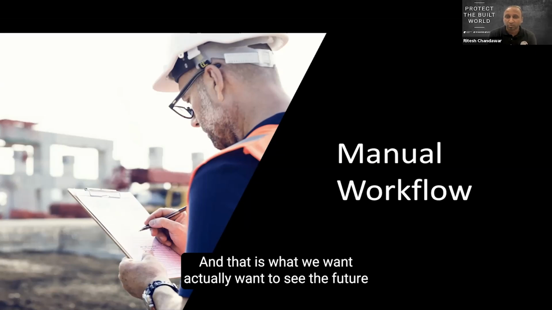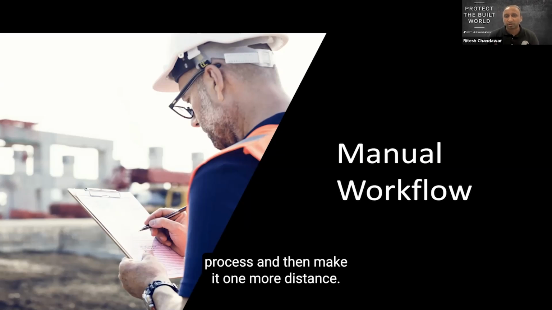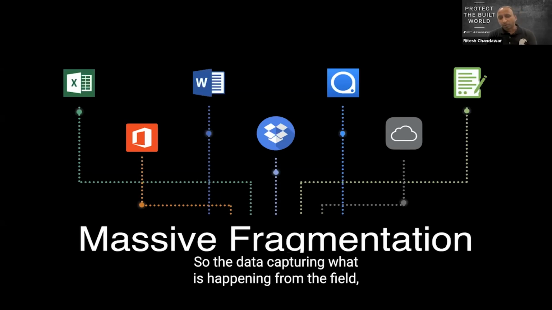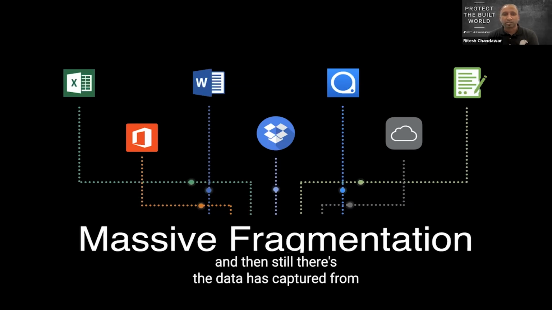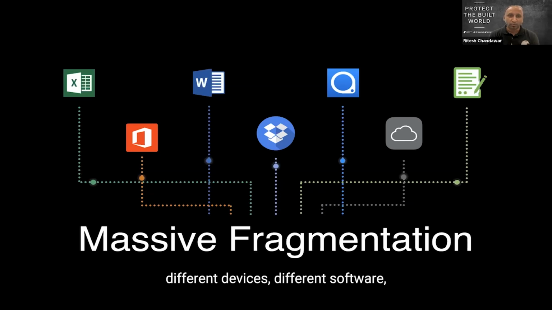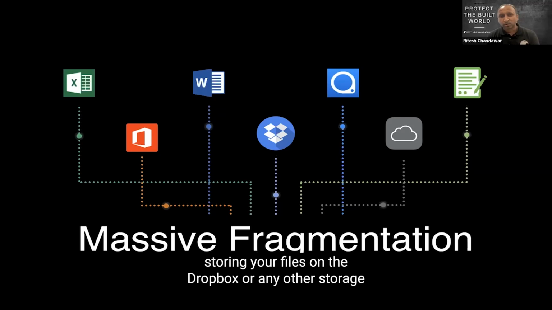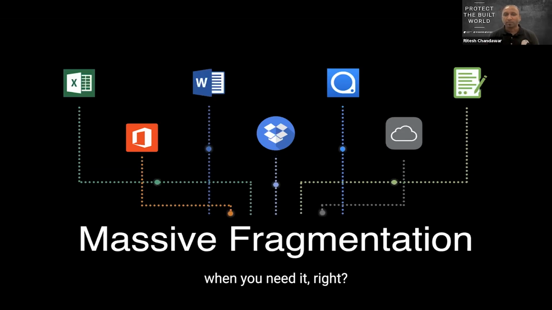It's not completely gone, and that is where we want to see the future along with Inspect, so that you use Inspect in your day-to-day inspection process and make it even more digital. The data capturing from the field is still scattered. There is still massive fragmentation, and the data is captured from different devices, different software, some Excel, Word for creating reports, storing your files on Dropbox or any other storage devices. So we can still see that the data is not all together when you need it, right?